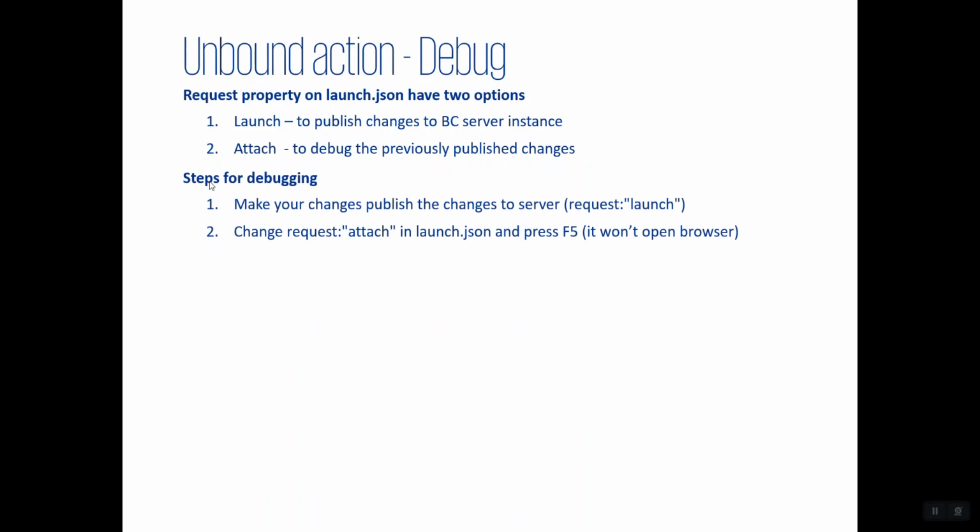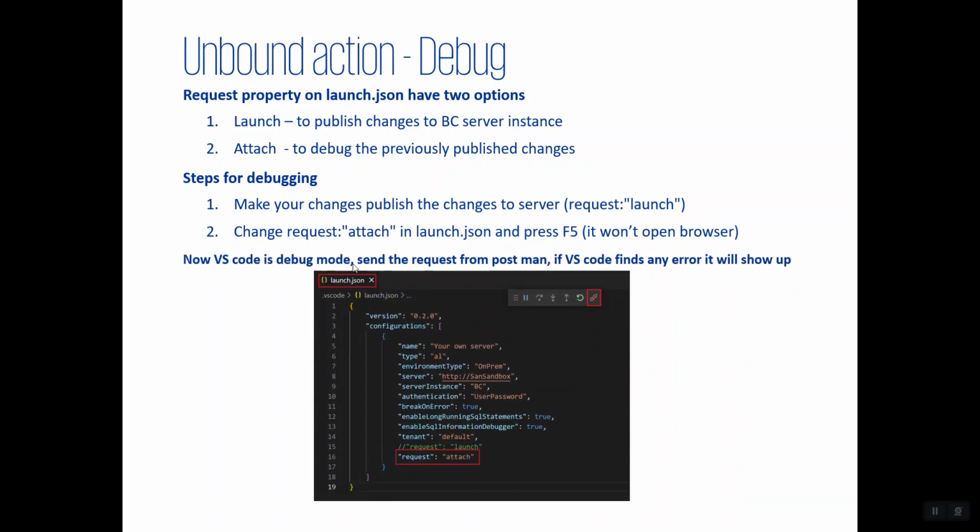I will show it. Whenever you are making some changes, you just need to keep it as launch and publish it. And whenever you want to debug it, just change it to attach and press F5. It won't open the browser; it will open in debugger mode. Now in VS Code, you can see it here: the request property having launch and the request property having attach. So whenever you want to publish, make it launch and publish. Whenever you want to debug, make it attach and press F5, which will not publish it; it will open in debugger mode.